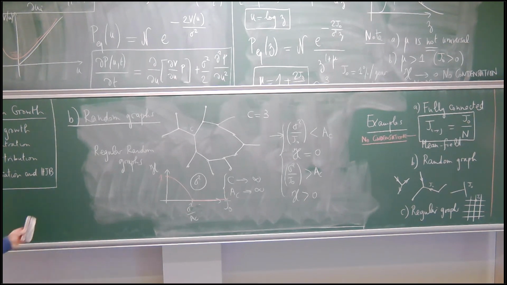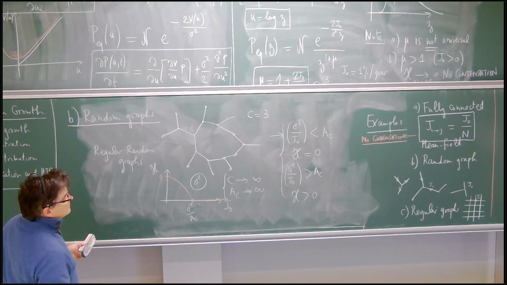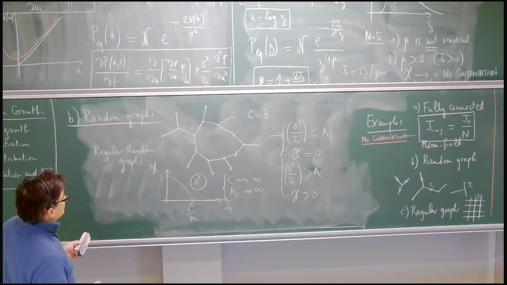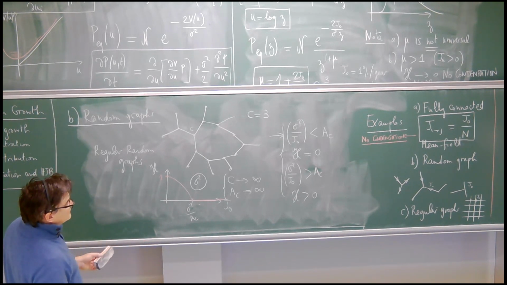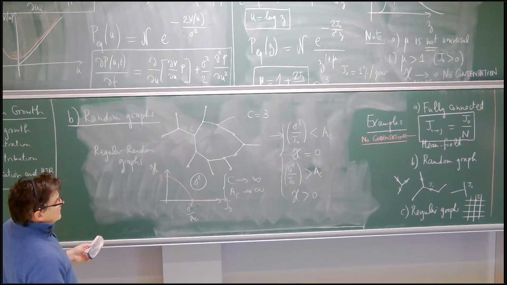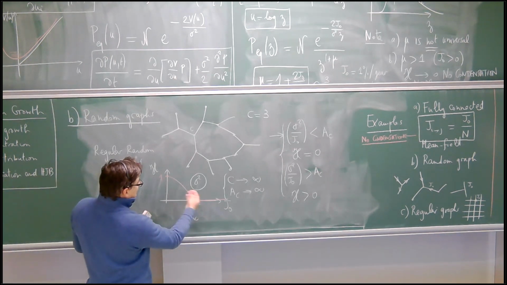So this is an example of a random graph, but this is a generic conclusion. Yes, I'm finishing and then you ask your question. Sorry, okay. So this is a generic conclusion. For these random graphs, more complicated, there's, in general, a phase transition between a condensed and a non-condensed phase.